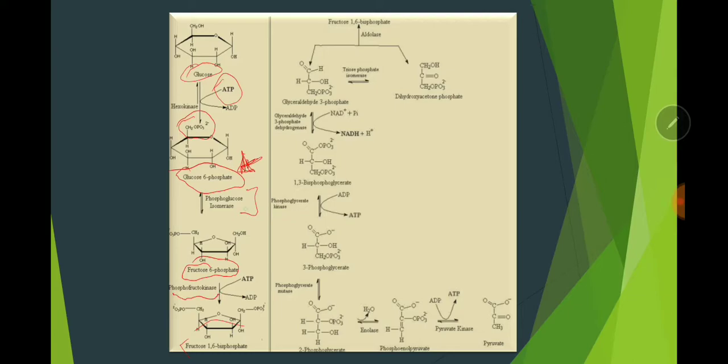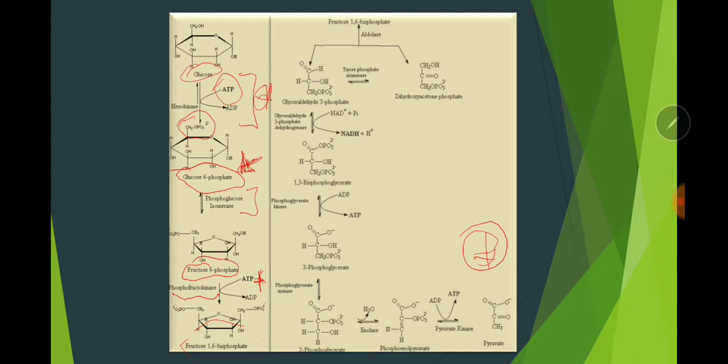Okay, and so which steps need ATP? This step here needs an ATP molecule, and phosphofructokinase here, this step needs ATP also. So that means you are using 2 molecules of ATP. And this is the overall reaction until you produce pyruvate. So you can review these steps here.